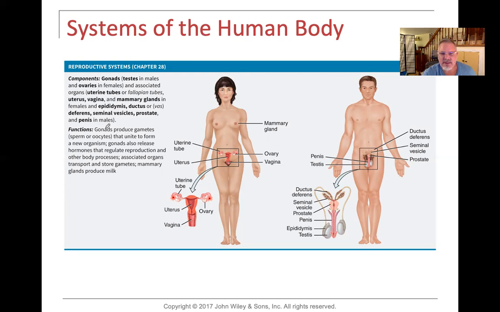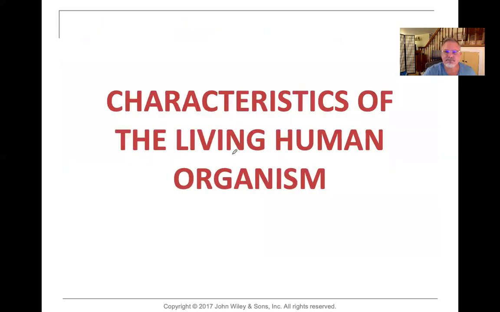The gonads, if it's the testes, its function is to produce sperm. And in the female, the oocyte or the eggs, the ovaries are designed to produce the eggs. Both are also involved in hormone production as well.